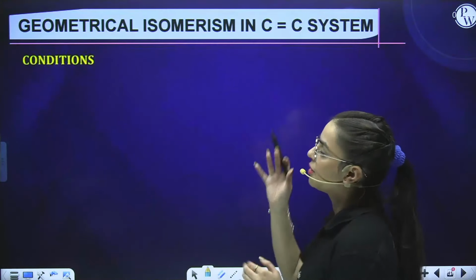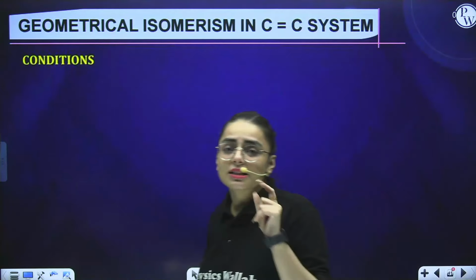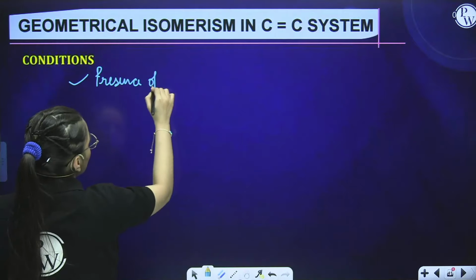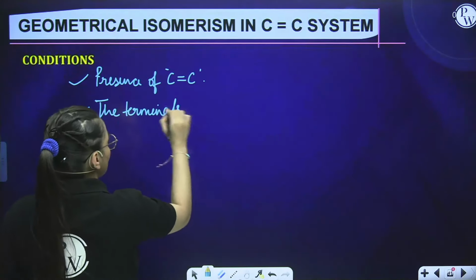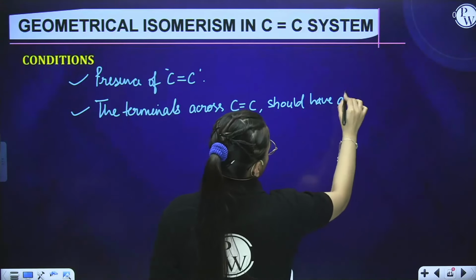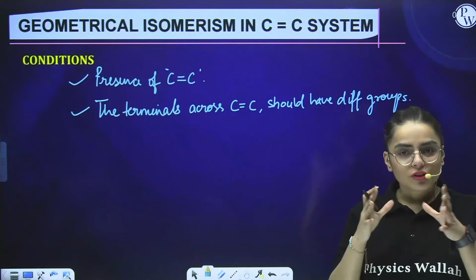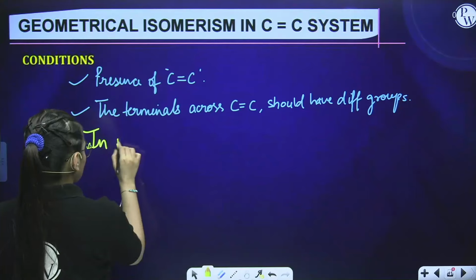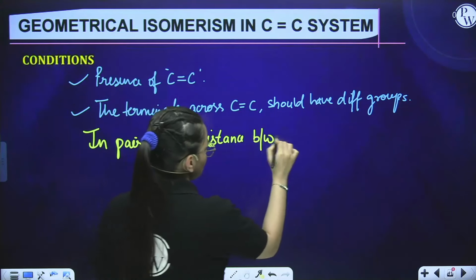Next comes the conditions for geometrical isomerism. In which case? In carbon-carbon system, in carbon-carbon double bond system. This we have already seen. The very first condition is the presence of a carbon-carbon double bond, right? The next thing, the terminals across the carbon-carbon double bond should have different groups, my dear students. They should have at least different groups. Now, if I talk about a pair of geometrical isomers, the distance between the similar groups changes. Kindly write this down. In a pair of GI, that means geometrical isomerism, the distance between similar groups changes.